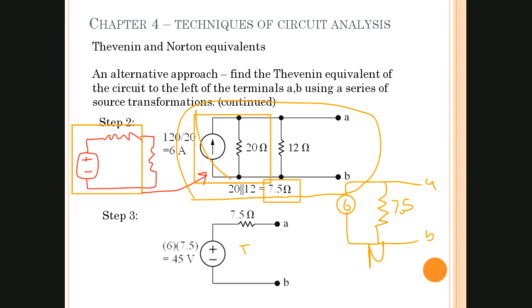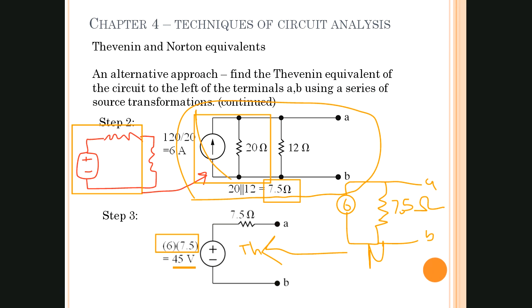In order to go from a Norton to a Thevenin, we just do one more source transformation. So we use a 6 amp source in parallel with the 7.5 ohms. We calculate the voltage drop, 6 amps times 7.5 ohms, which they've done for you right here. That gives us the value of the voltage source, which is 45 volts. Then we have 45 volts in series with a 7.5 ohm resistor. And this circuit, the very bottom, would be our Thevenin equivalent.